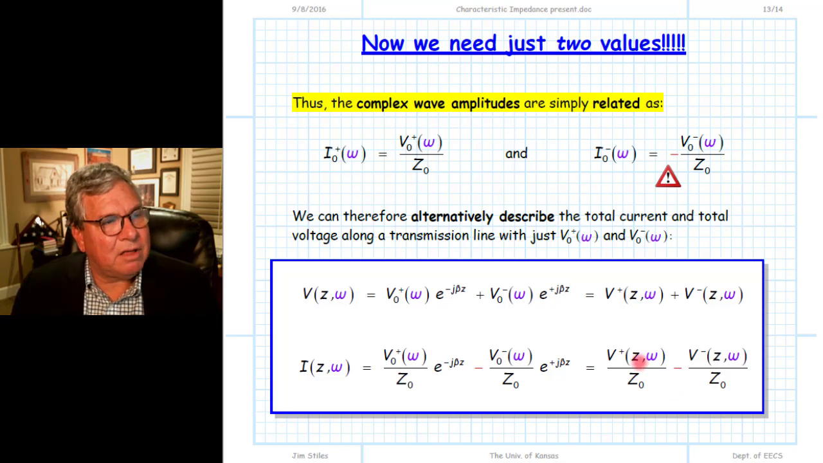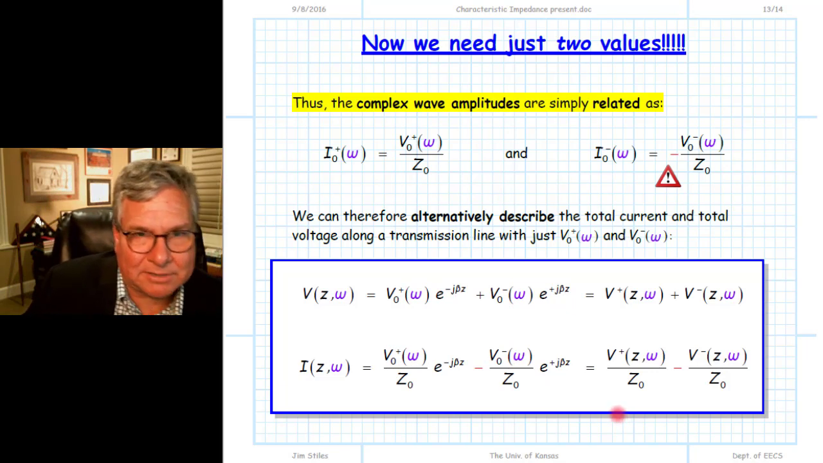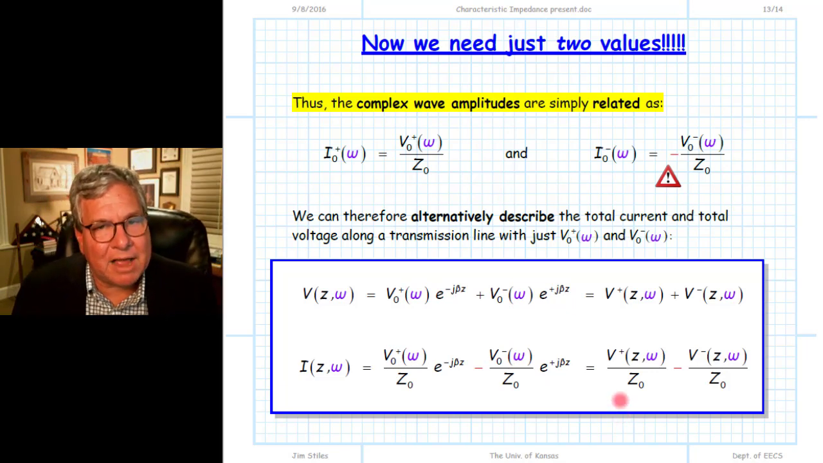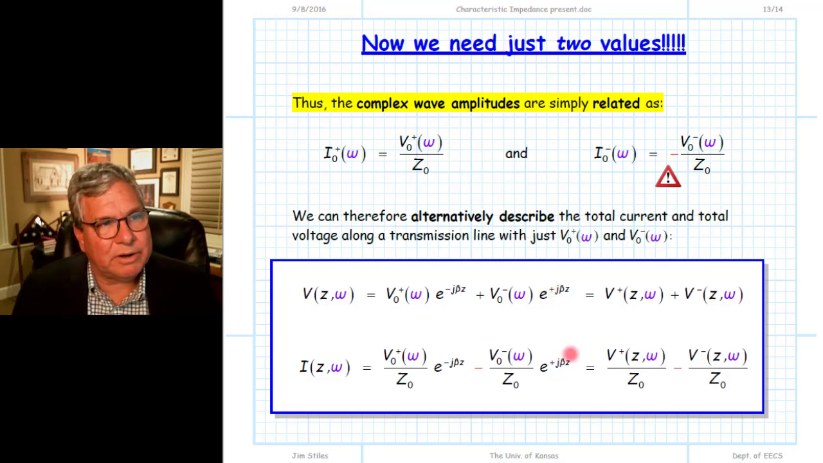So now we've gone through and we've converted our telegrapher equation solutions into solutions that depend on only two unknown complex values, V0 plus and V0 minus. Those are the two values that we need to find. Once we find them, we can find our voltage and current everywhere on the transmission line.